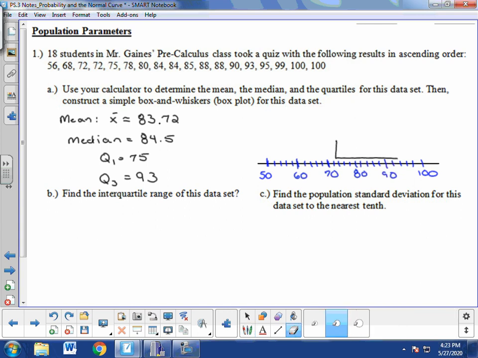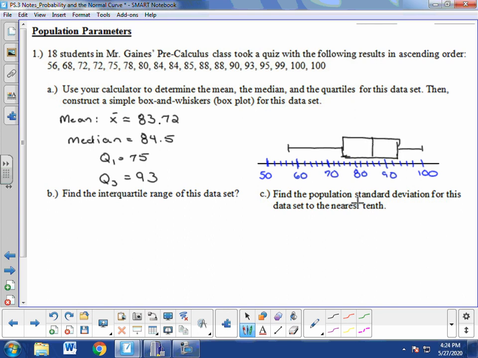Sorry, that's a 75, not a 73, so let me fix that location. It should be in between the second and third increment there. And then it's going to go all the way up to 93. And so this is my box. In that box, I need to mark the median. So at 84.5, roughly this location, we mark that median. And then we extend the whiskers to the highest score and the lowest score here. So this gives us a visual representation of some of the data.